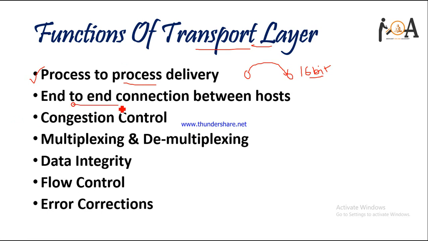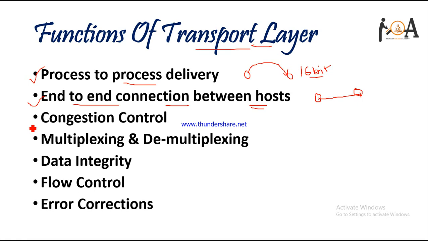The second one is end-to-end connection between hosts. Basically to deliver the data, the unit of data here is the data segment in transport layer, right? So we have to send data segments over an end-to-end connection between hosts. Suppose here is host A and here is host B, so we have to send data directly end to end from host A to host B. So this is also an important function of transport layer, right?